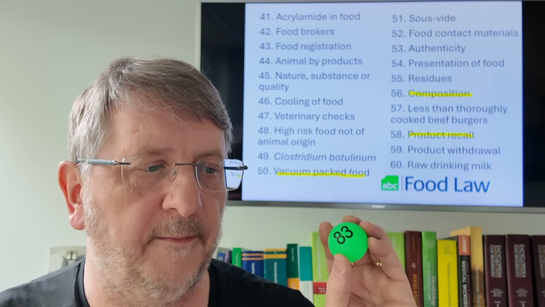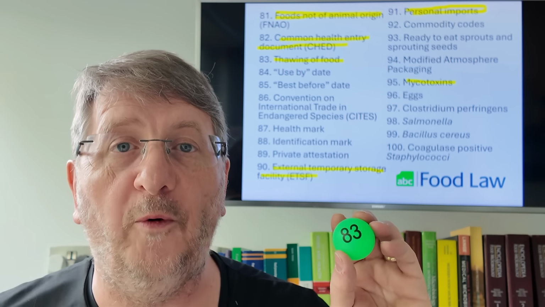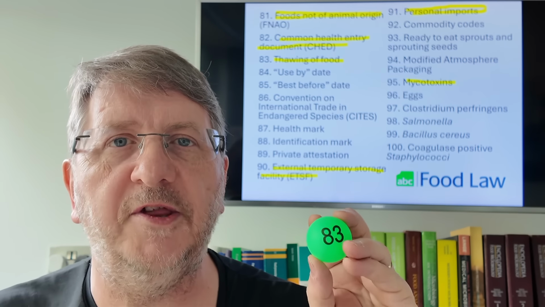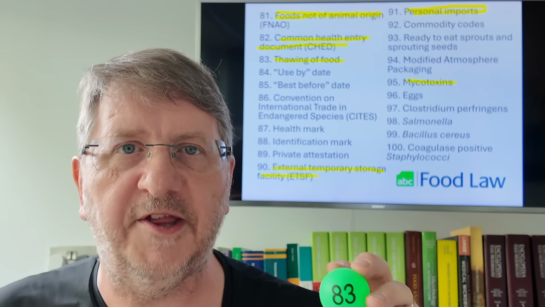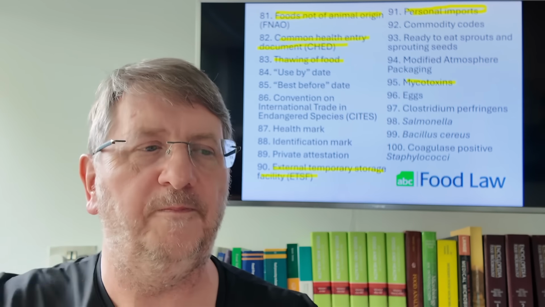Number 83, thawing of food. If you don't thaw food properly, it can have implications in terms of heat treatment, because if your chicken is still frozen, you put it in the oven, it's going to take longer to cook. So it's a food hygiene issue.